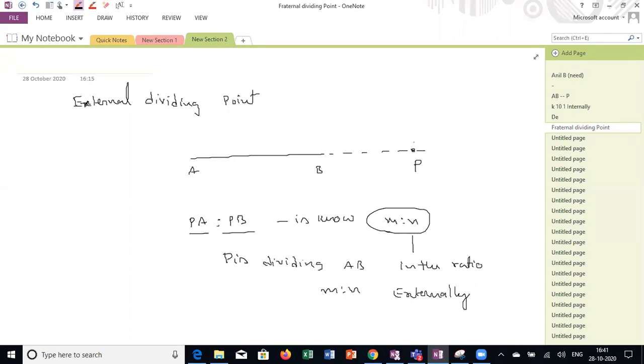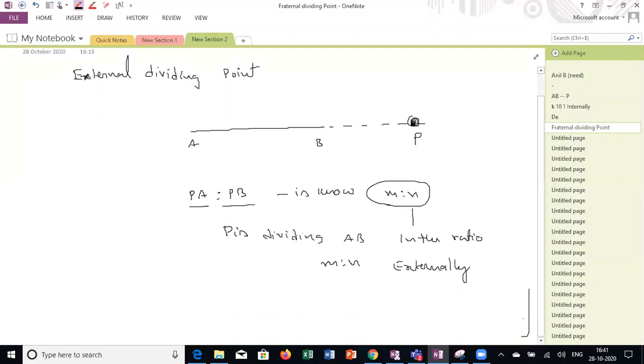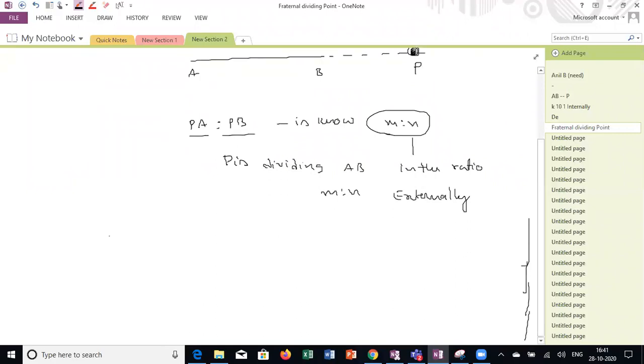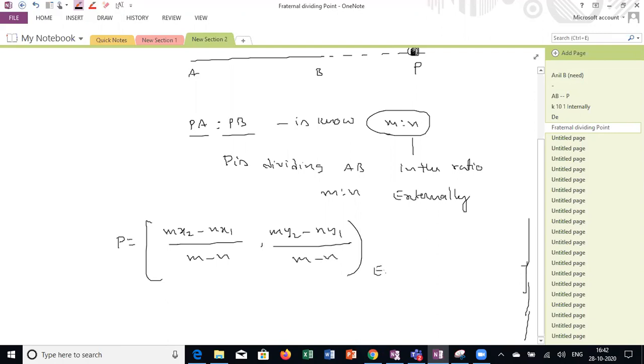How do I calculate my point P? It is simple. If you are able to remember the internal formula, you can remember the external formula also. P can be calculated as (mx2 minus nx1) divided by (m minus n), (my2 minus ny1) divided by (m minus n). This is the external ratio formula, if the point is sectioning a line externally.